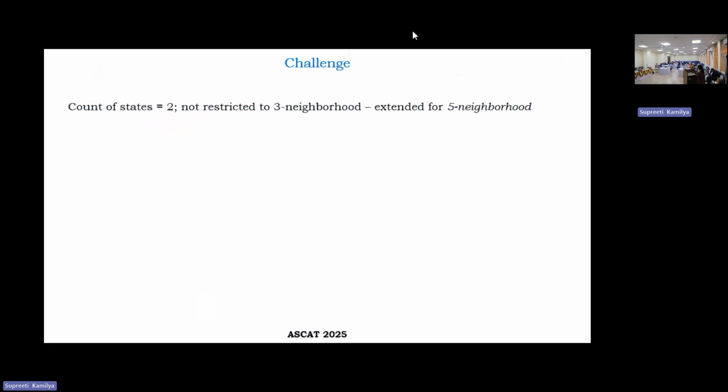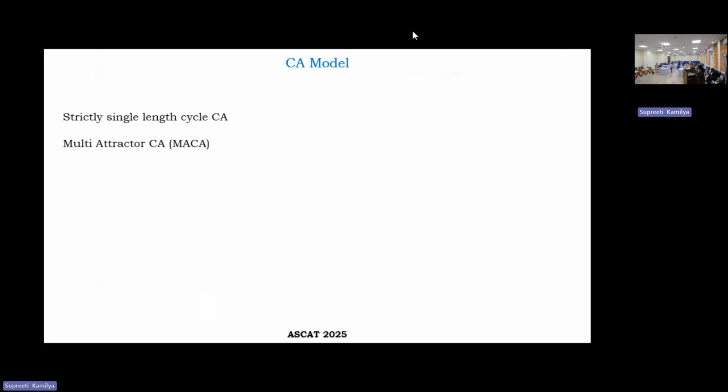Here we are just extending the neighbors. In this case also we use strictly single length cycle CA. Strictly single length cycle CA means, again I'm repeating, when we increase the CA size, the particular rule always generates single length cycles only. Another factor is that we are considering here multi attractor CA. That means that particular CA always produces more than one cycle.